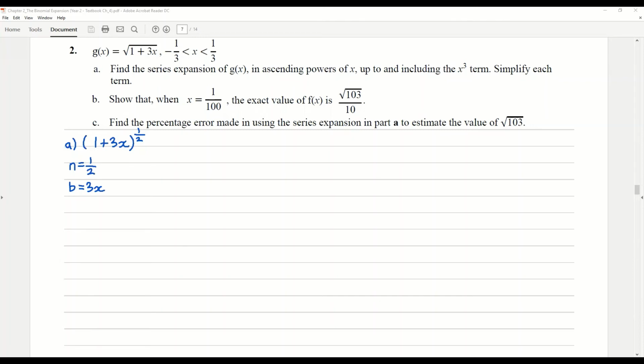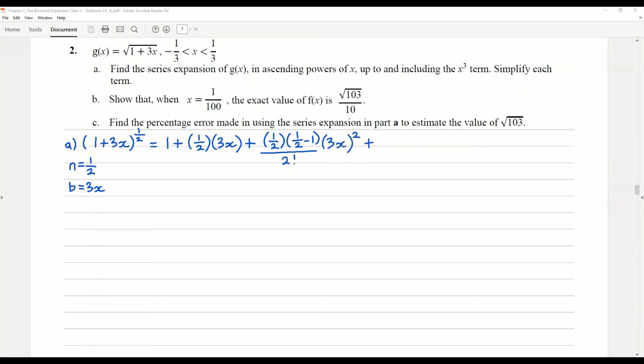So we simply substitute those into our expansion. So this is going to equal 1 plus nb, so that's 1/2, multiplied by b, so that's 3x. And then the third term gets a little bit more complicated. So 1/2 multiplied by (1/2 subtract 1) all over 2 factorial. And then we bring our b in. So that's (3x) all squared.